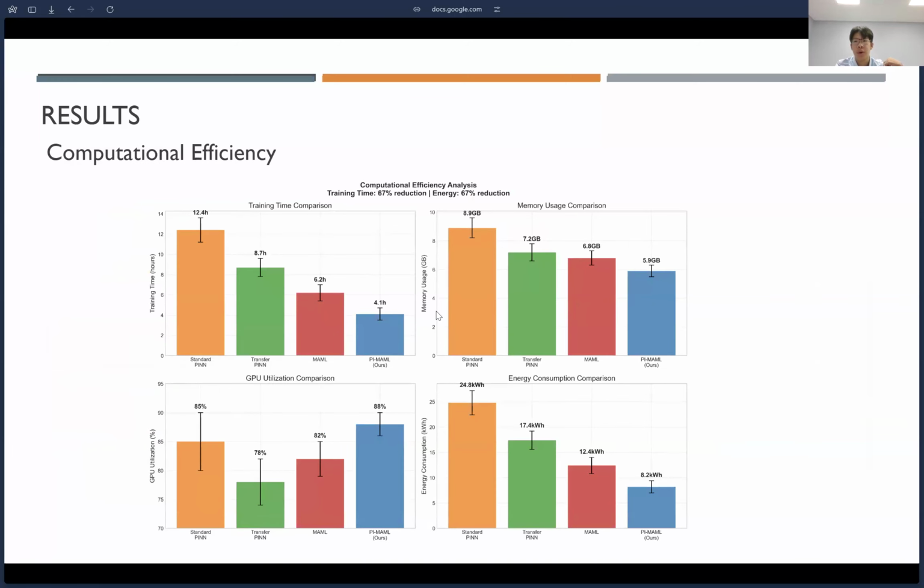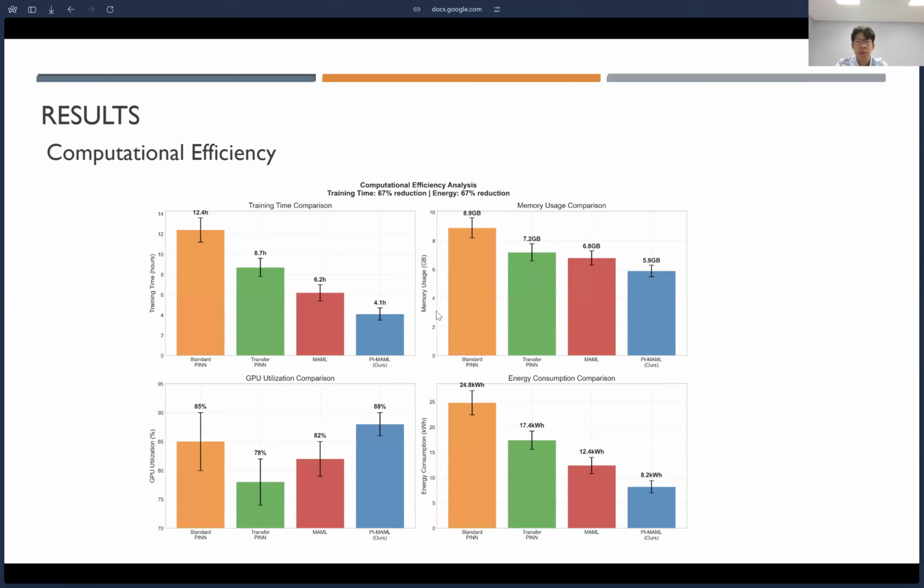Time drops from 12.4 hours for standard PINNs to 4.1 for our PI-MAML, and memory usage decreases from 8.9 gigabytes to 5.9 gigabytes. GPU utilization also increases from 85 to 88%, and energy consumption drops from 24.8 to 8.2 kilowatt hours. So this represents a 3x reduction in training time compared to the standard PINN, a 67% reduction in energy consumption, and lower memory requirements enable larger problem sizes.